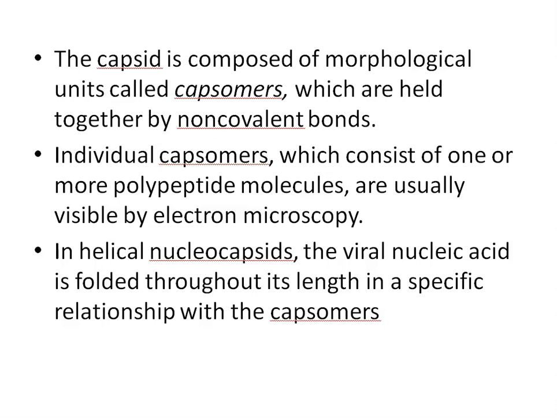Now, the capsid is made up of protein. Each capsid is made up of identical morphological units, capsomeres, and each capsomere is made up of polypeptide molecules. Now, what is a polypeptide molecule? A polypeptide is an unbranched chain of amino acids that are linked together by peptide bonds, right? So in a helical nucleocapsid, the viral nucleic acid is folded throughout its length in a specific relationship with the capsomers, right?